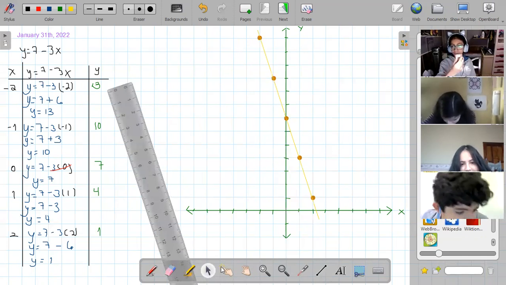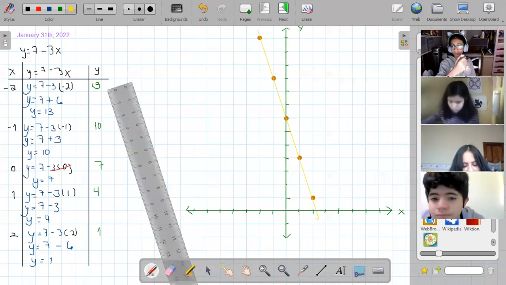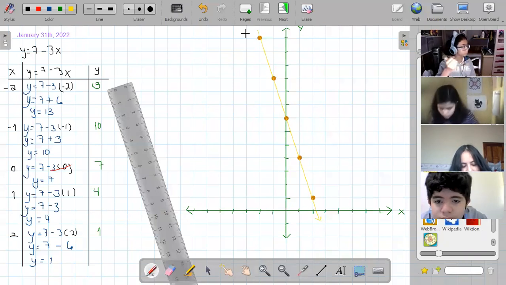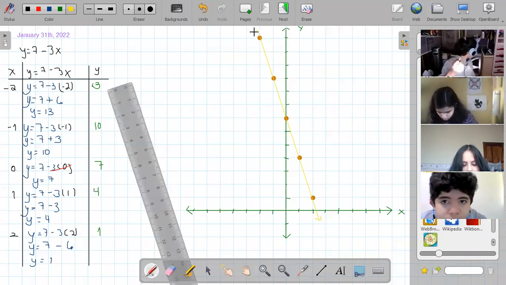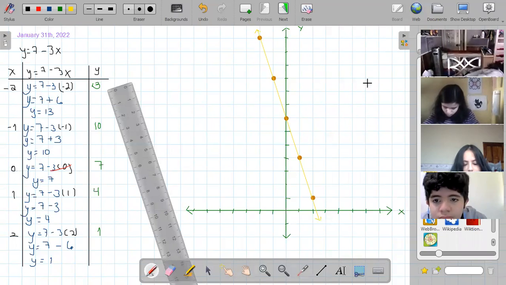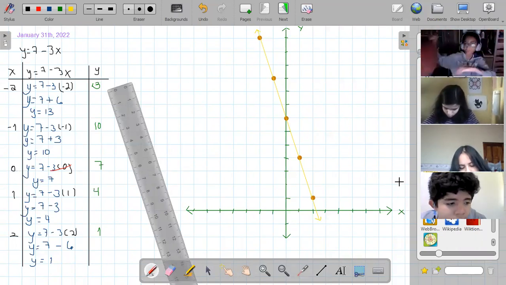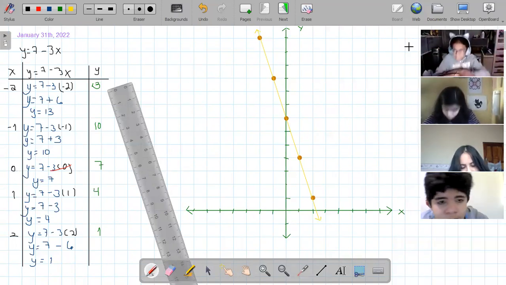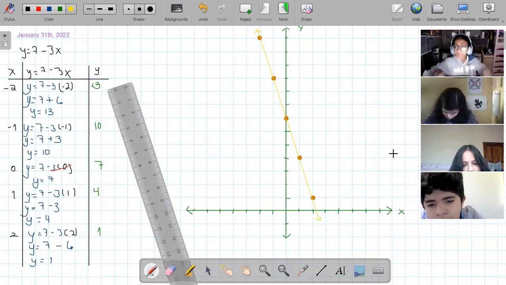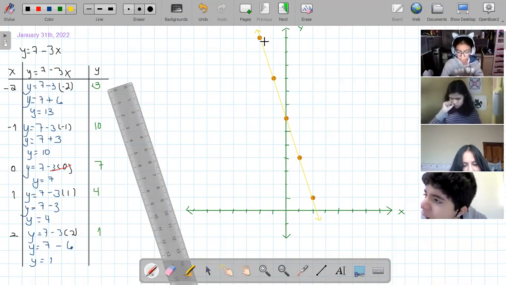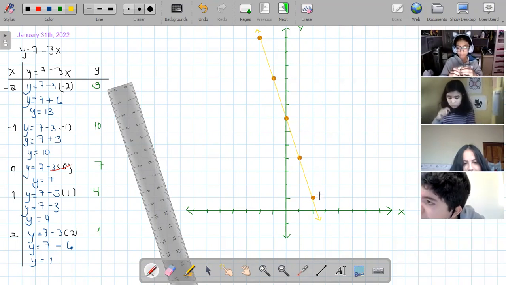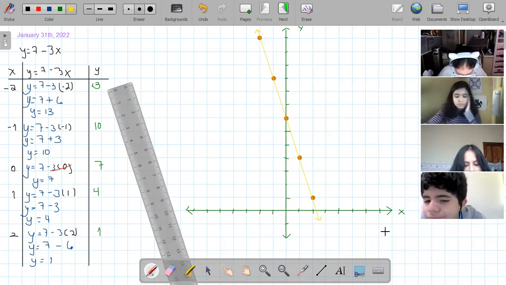You see? That's how you use the ruler. And you draw arrowheads in both sides of your line. And that is the line that you get from this equation. And that's why you need a ruler as well, so you can pass all of the points through the middle with a straight line.